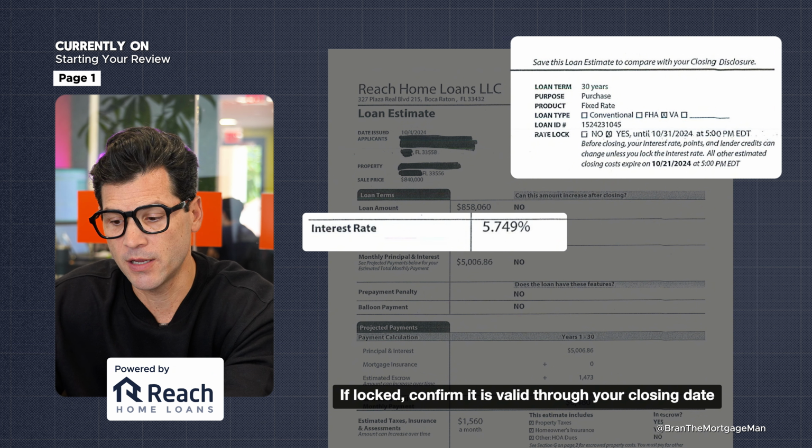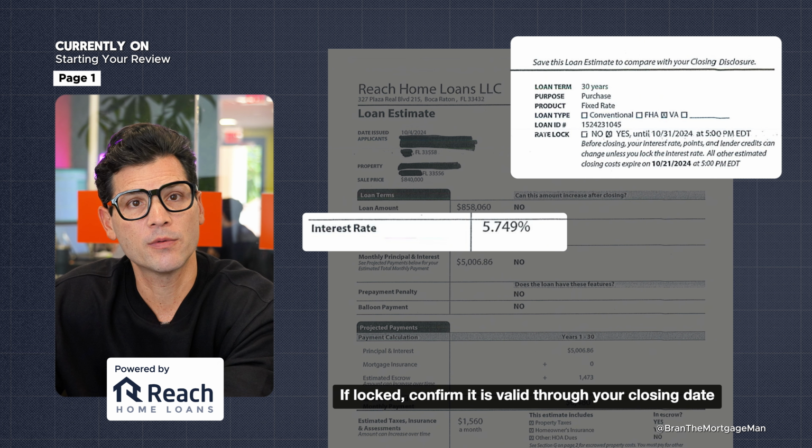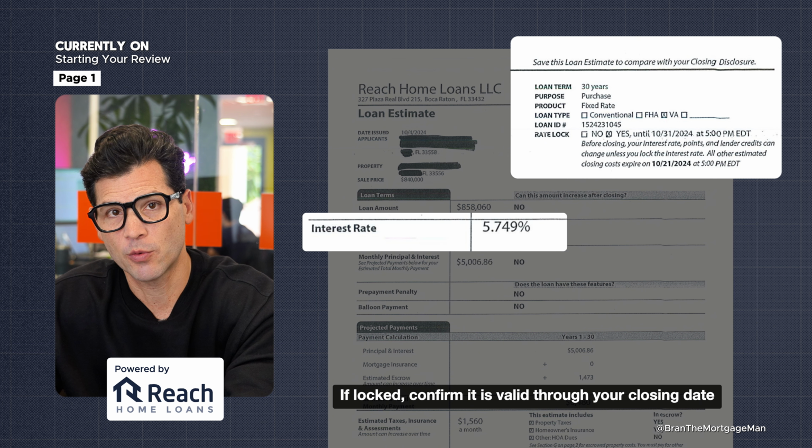However, in this case, if it's marked yes, which is where you really want to see it marked, that means you're getting the rate that's showing on this disclosure. But there are lenders out there that will send you a loan estimate with a rate that's not locked, which means they're not bound to giving you that interest rate. So keep that in mind.